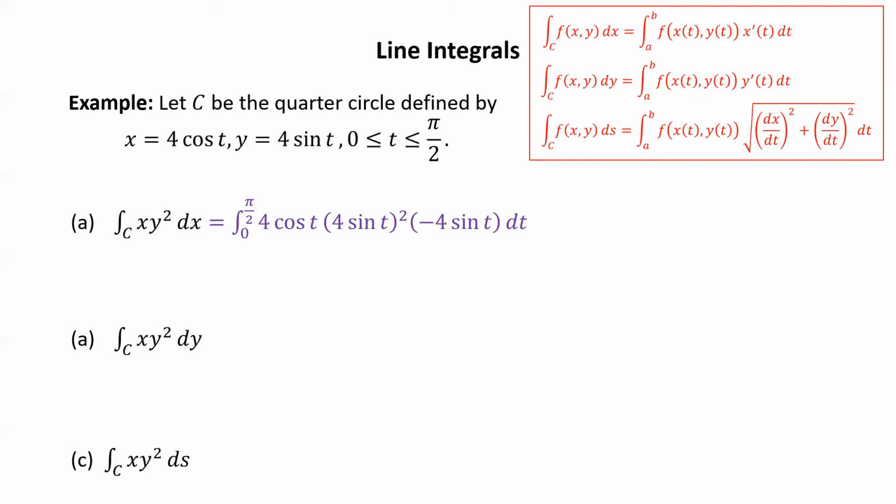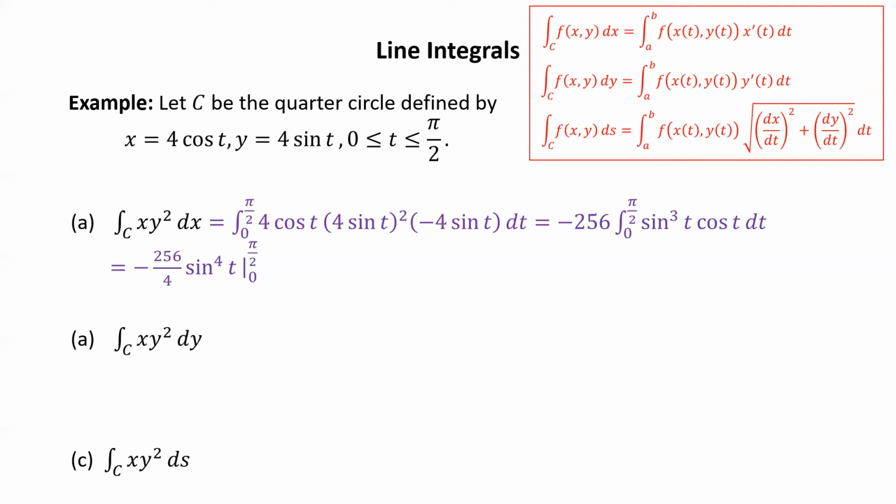And then remember that we multiply inside by x prime of t, which is negative 4 sine t, and then dt. We have 4 times 4 squared times negative 4. All that multiplies to negative 256, which we can pull outside of the integral because it's constant. And then we have sine t squared times sine t is sine cubed t times cosine t. We could do this with a very basic substitution. If u is sine t, then du is cosine t dt.